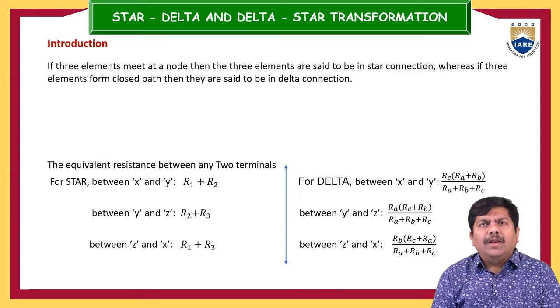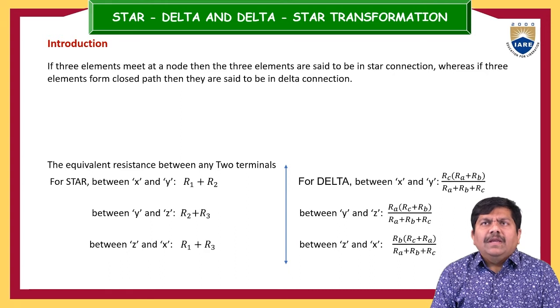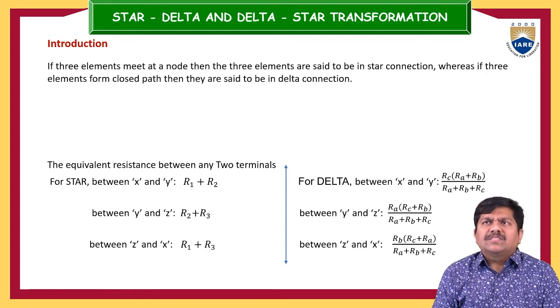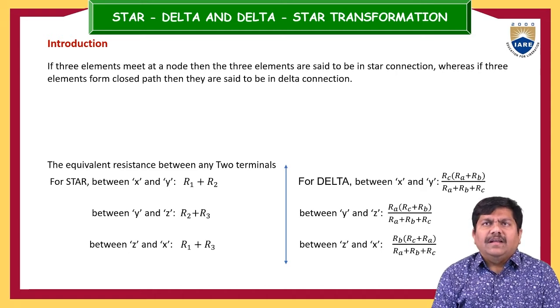Let me explain the star to delta and delta to star transformation techniques by taking a simple electrical network. If 3 elements meet at a node, then the 3 elements are said to be in star connection. So, first let me define what is star and what is delta.